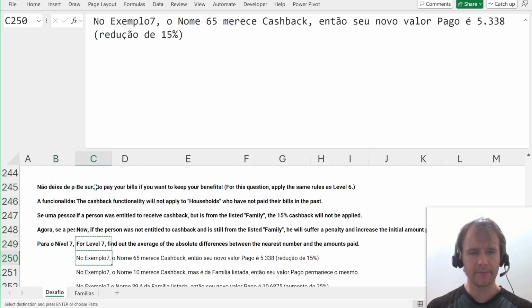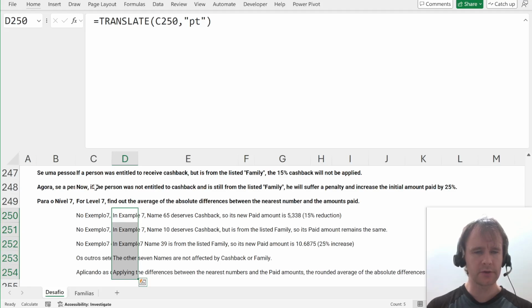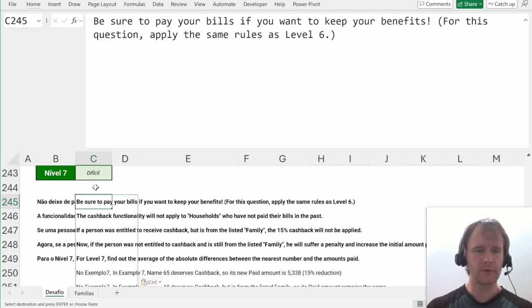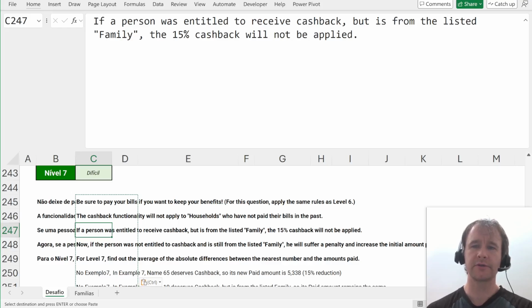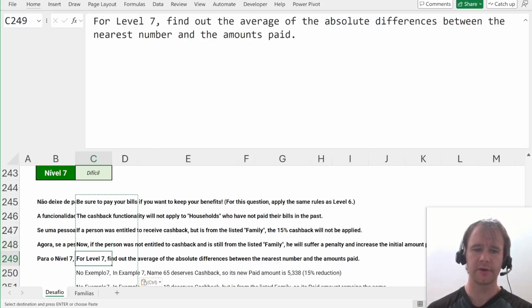So this one is long instructions, but that's okay too. Let's do this. Value paste so I can read it in the formula bar. Okay, be sure to pay your bills. Cashback functionality will not apply to households who have not paid their bills in the past. If the person is entitled to receive cashback but is from the listed family, the 15% cashback will not be applied. If the person was not entitled to cashback and is still from the listed family, they'll suffer a penalty and increase the initial amount paid by 25%.